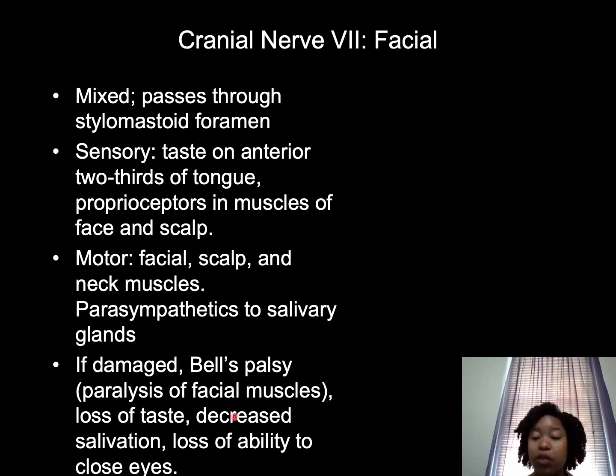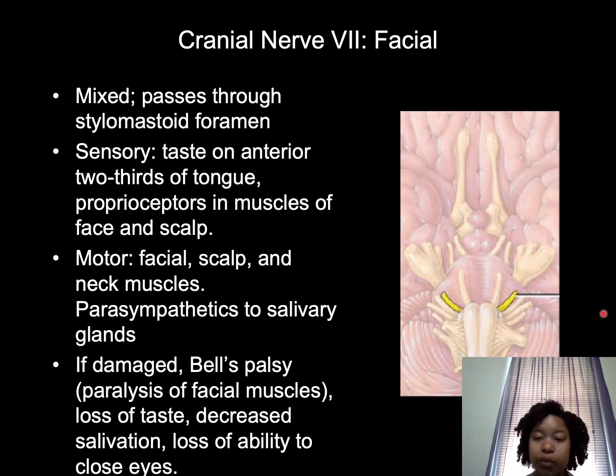So if that nerve is damaged, it's not going to have an effect on the salivary glands, so they won't be able to secrete their substance, and so there will be less saliva produced. And there's also a loss of ability to close the eyes. Because remember, it's involving some of these facial muscles. So whatever help those muscles need in order to open and close the eyelids, it wouldn't be able to occur. And here it is in this image. That is cranial nerve 7, your facial nerve.